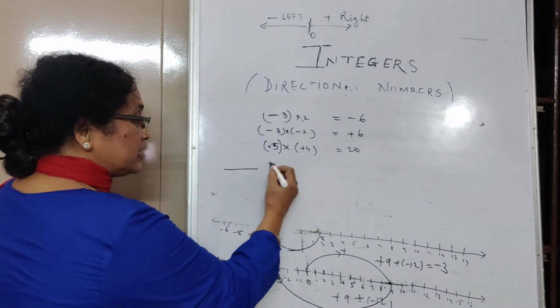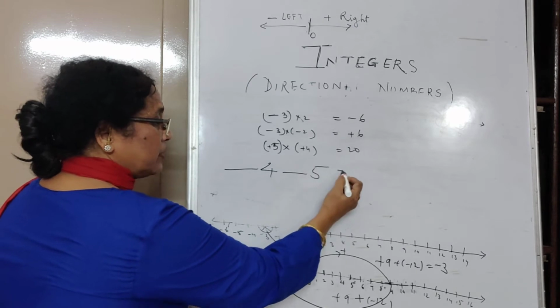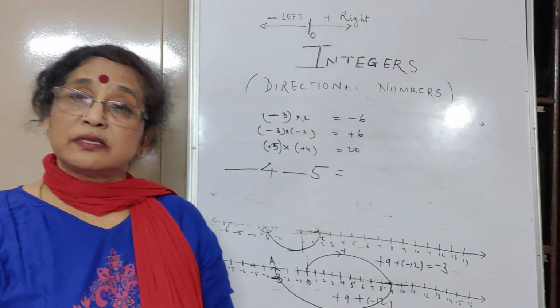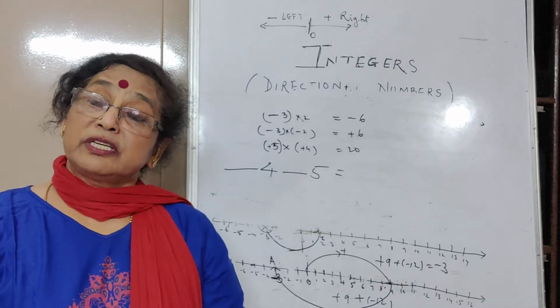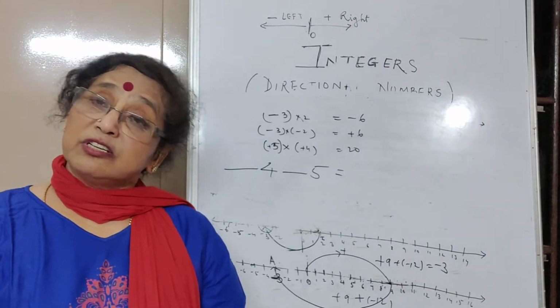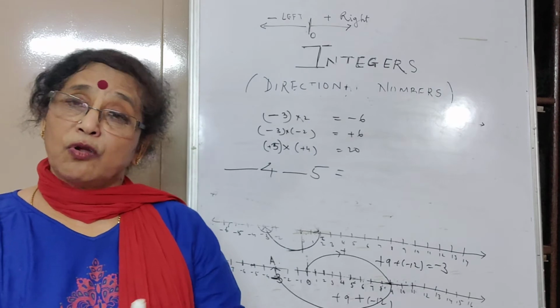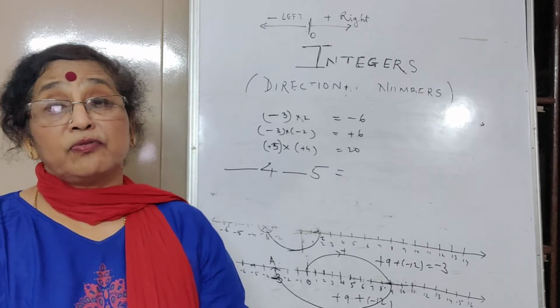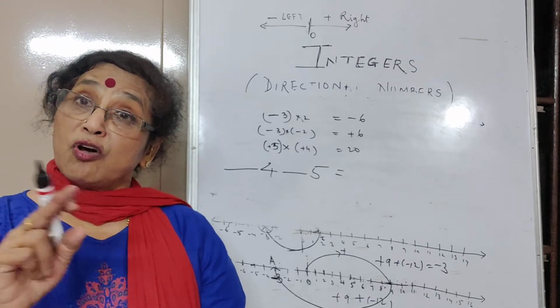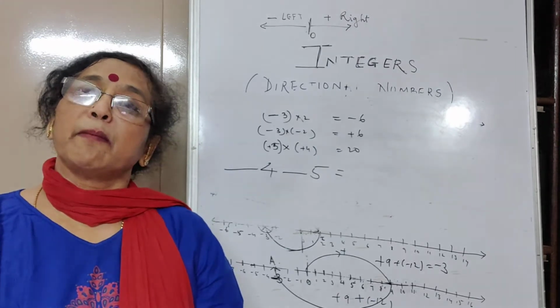When you are doing minus 4 and a minus 5, you lost 4 rupees. Loss and gain can also be written as minus and plus. Loss minus, gain plus. You lost 4 rupees and next day you lost 5 rupees. So how much did you lose? You say 9 rupees lost. So lost I write as minus.